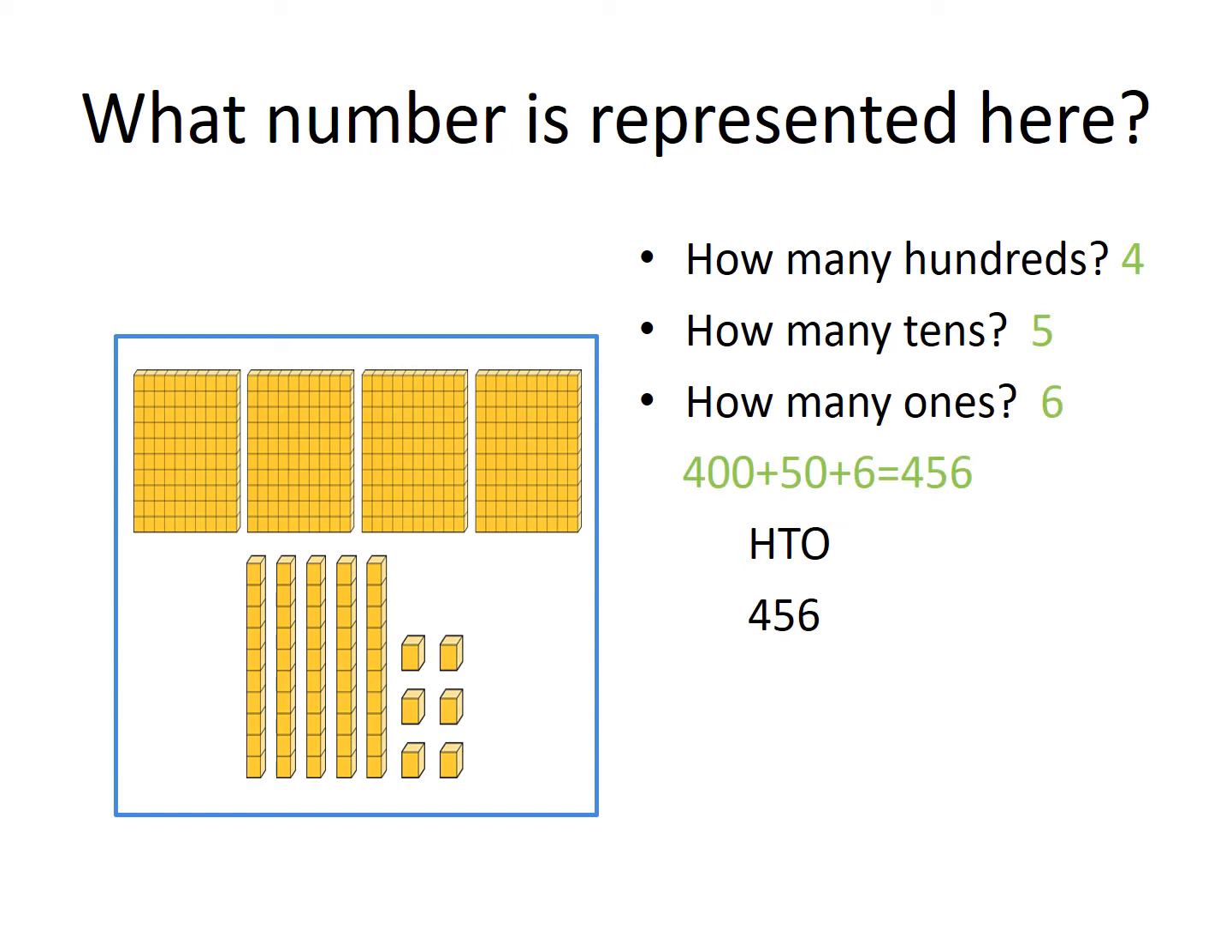Hopefully you were able to count that there were 4 hundreds, there were 5 tens, and there were 6 ones. So that makes 456.